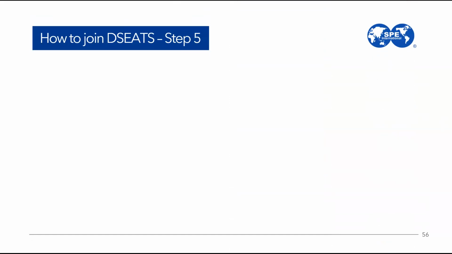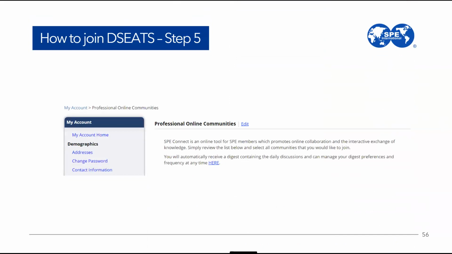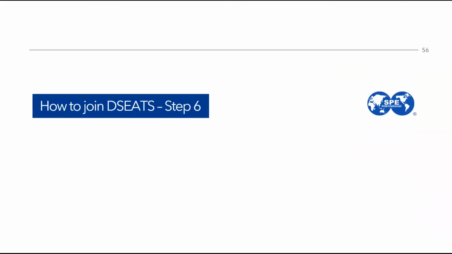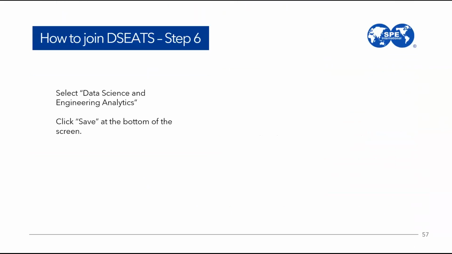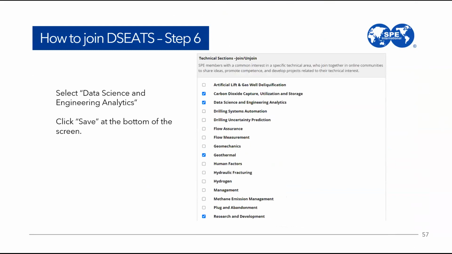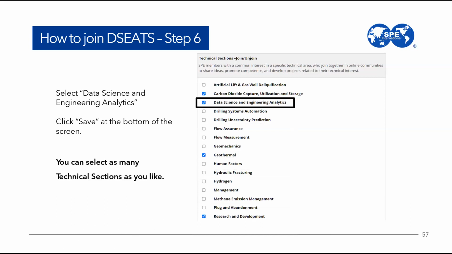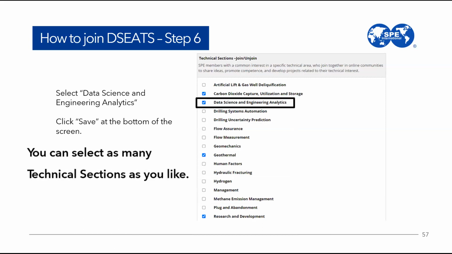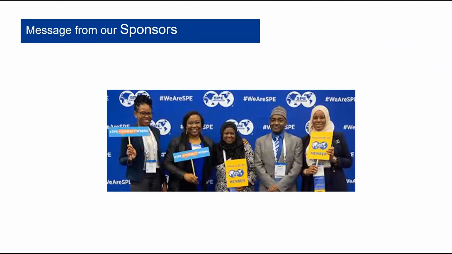It will show you a list of all the online communities. You click edit first, and then it will show you a list of all the professional online communities in SPE. You can join as many as suit your interests. Amongst them is data science and engineering analytics. Make sure you check that box, then save the page. You click save, and that's it. You are a member of the SEATS.